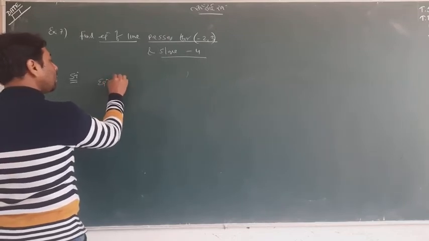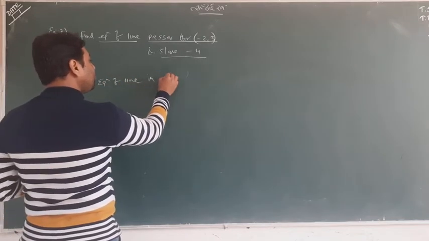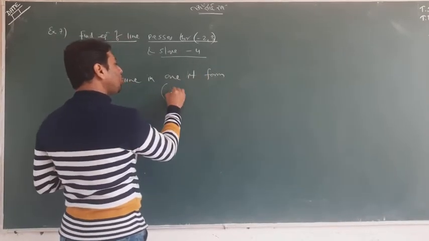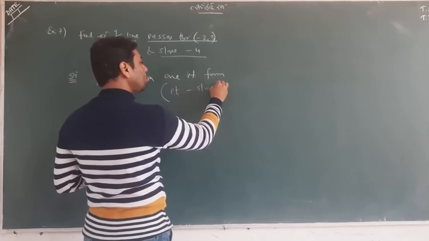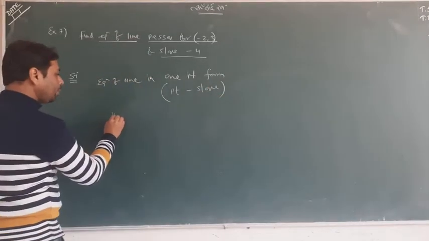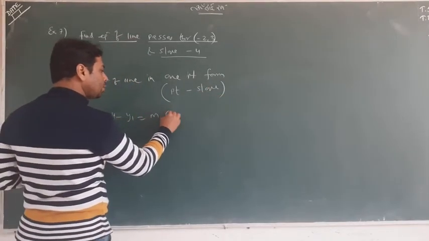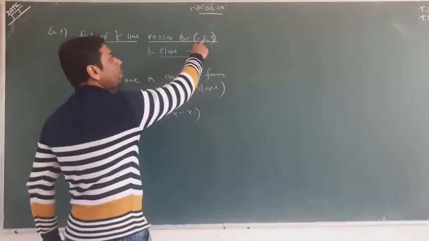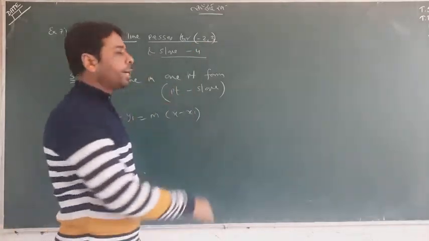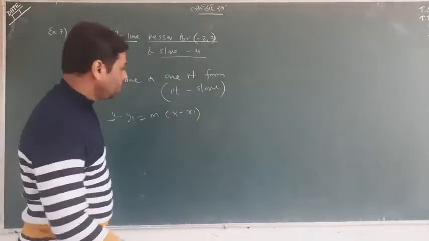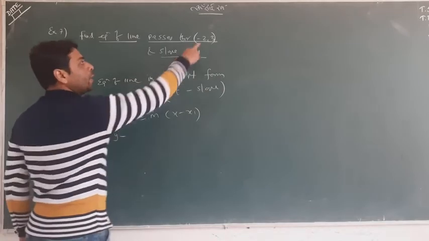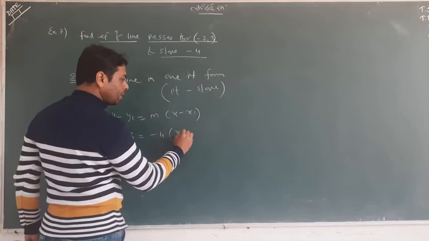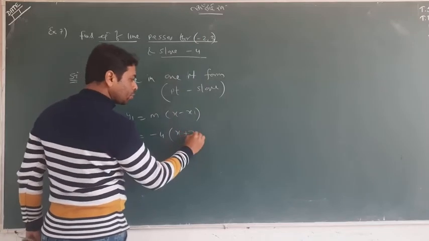The equation of the line in one-point form, also called point-slope form, is y minus y1 equal to m(x minus x1). Now put in the values. Your line passes through (x1, y1), one point, and the slope is m equal to -4. So y minus y1 equals 3, m is -4, and x minus x1 is x minus (-2), that is, plus 2.